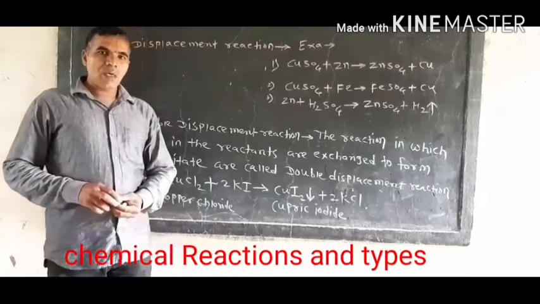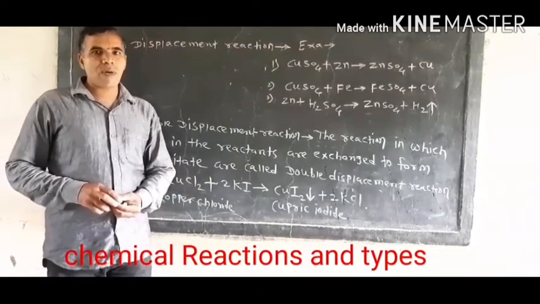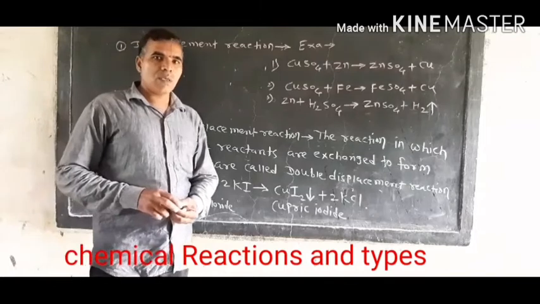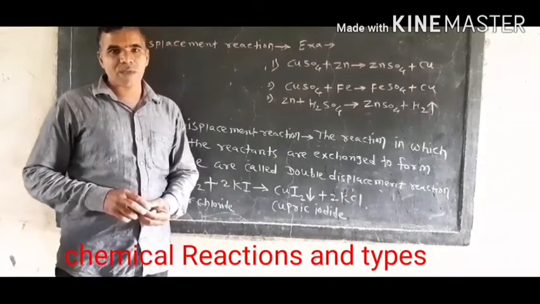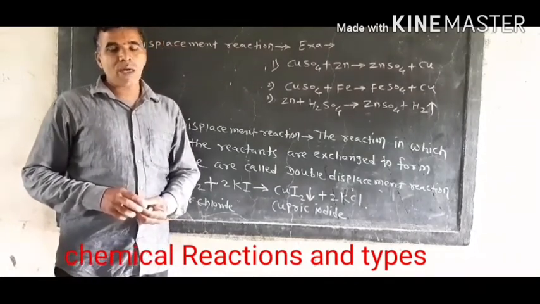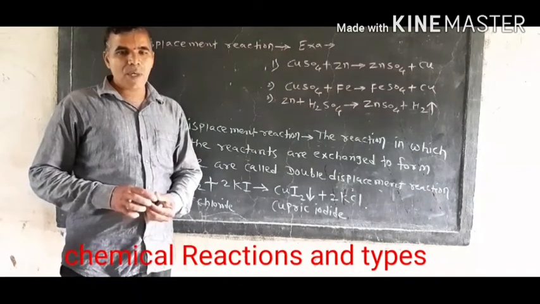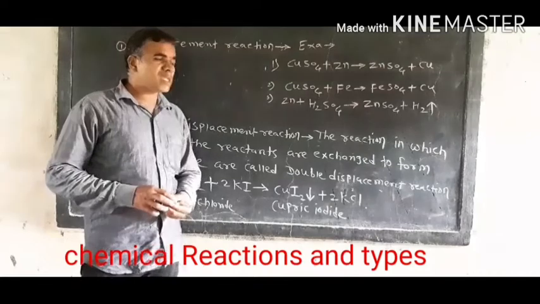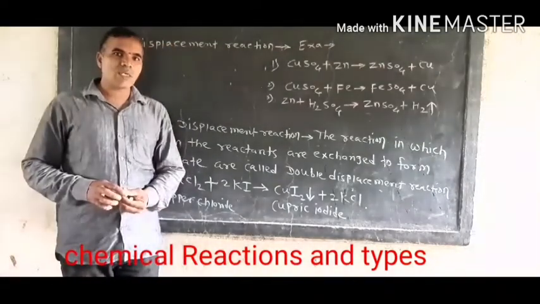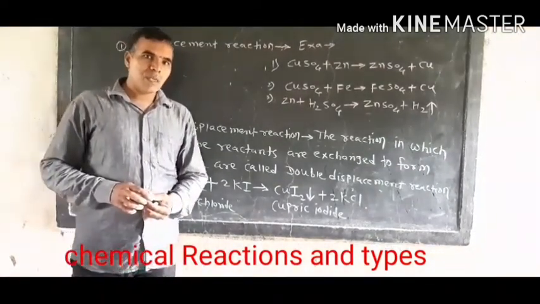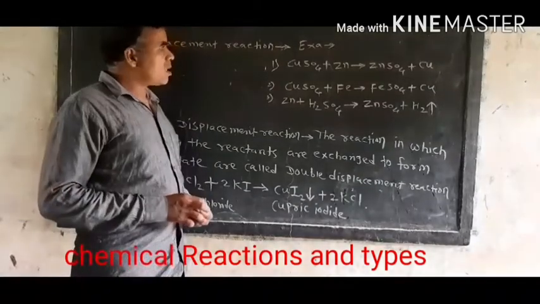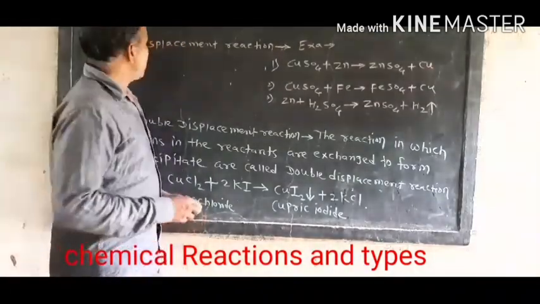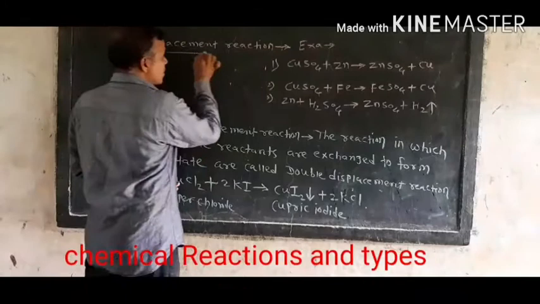Combination reaction means when two or more reactants combine to form a single product. Number 2, decomposition reaction, which we have also covered. When two or more products are obtained from a single reactant, it is known as a decomposition reaction. Now we have to start the third type of chemical reaction, a displacement reaction.